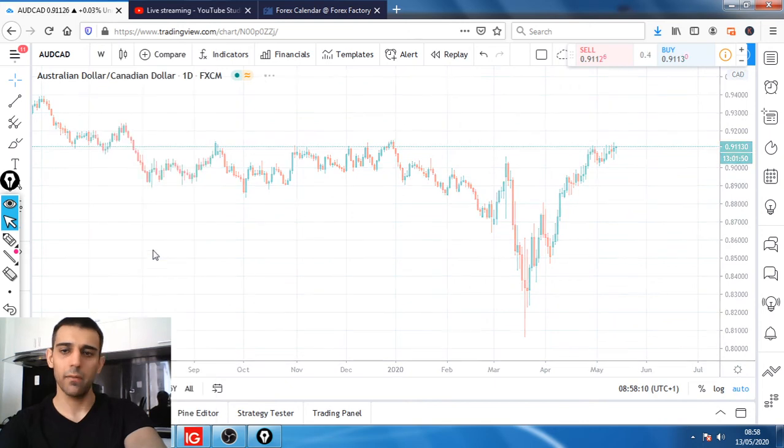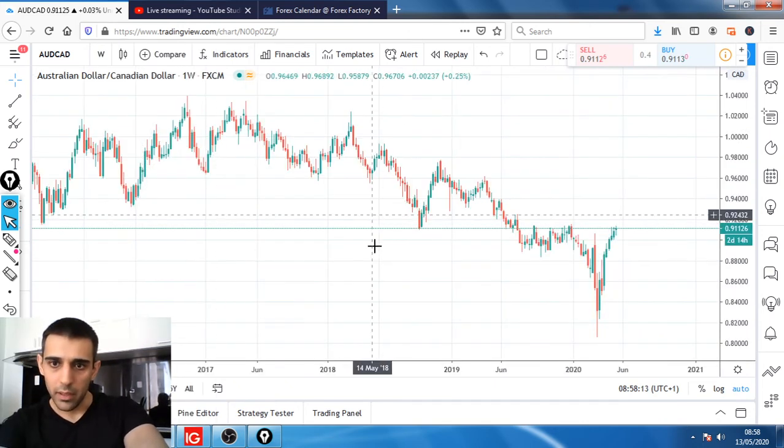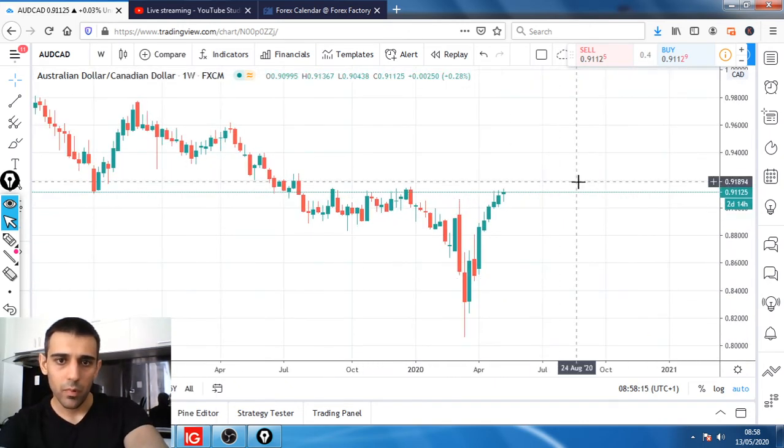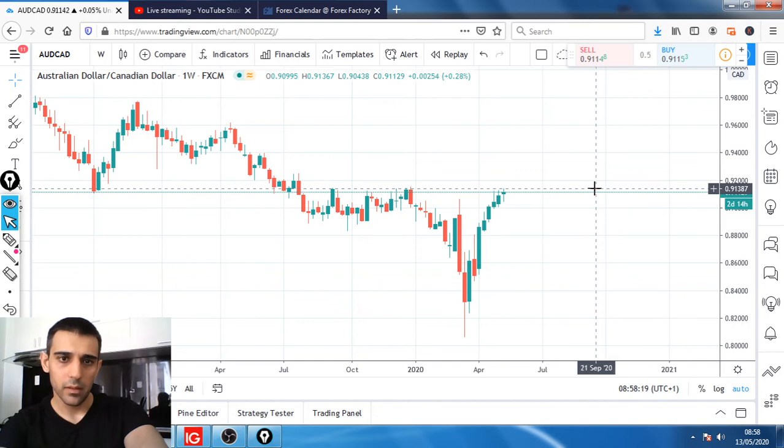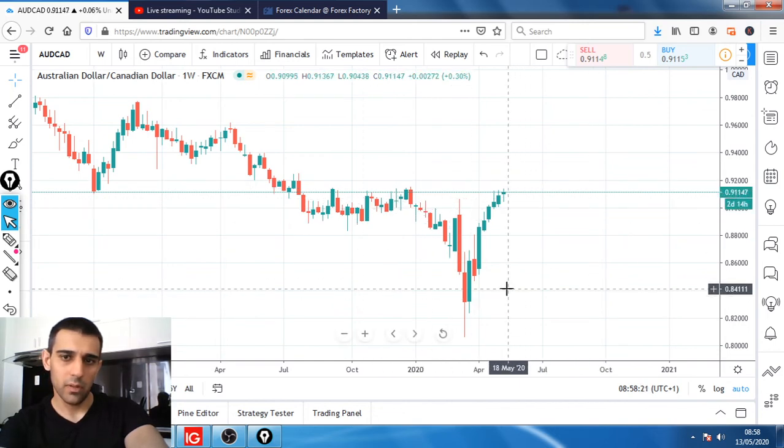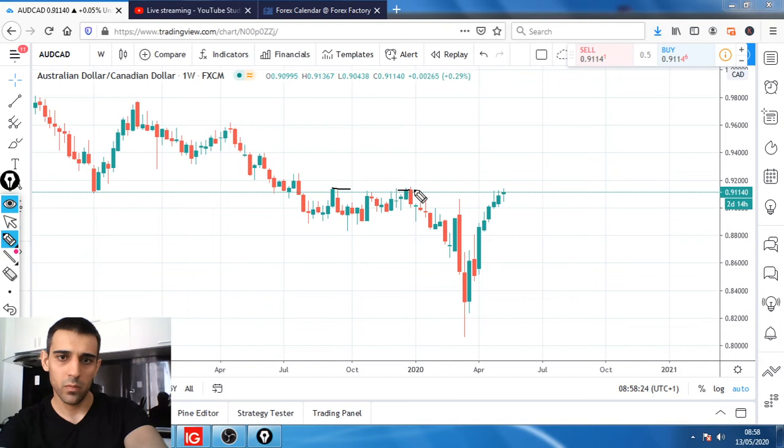However, okay, let's go to the weekly time frame and see what we have. Okay, so this is the weekly. Yeah, this one is a very strong resistance. It does have this weekly as well, as I suspected.